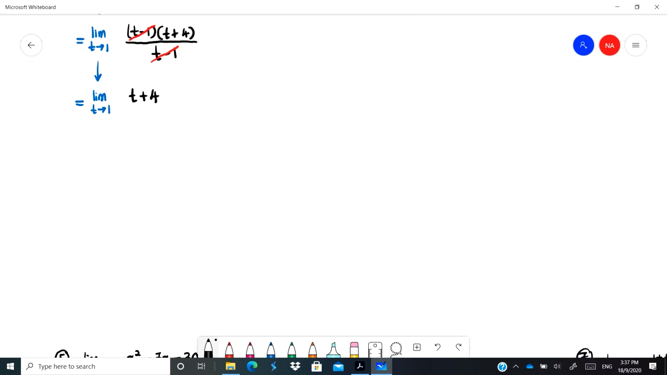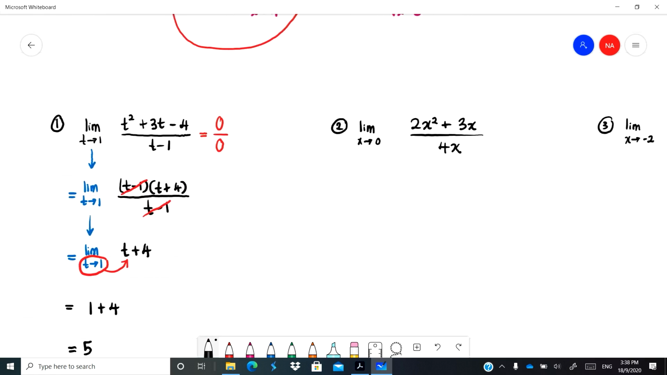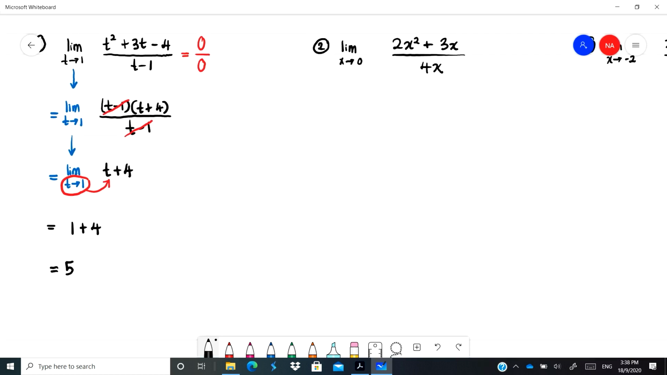So now what you have is the limit as t approaches 1 of t plus 4. You can substitute the value, so you don't have the limit anymore, because you already substituted t equal to 1 into this t. So you will have 1 plus 4. Please note that we don't have the limit there. 1 plus 4 is 5, meaning that as t approaches 1, that function will approach the value 5. This is how you solve the question using the factorization method.